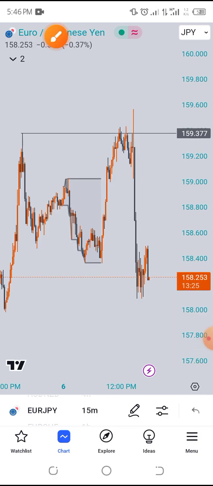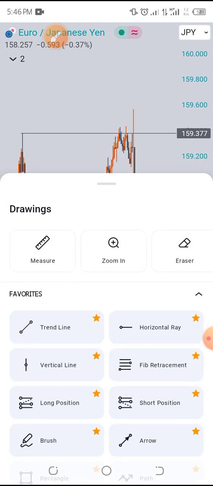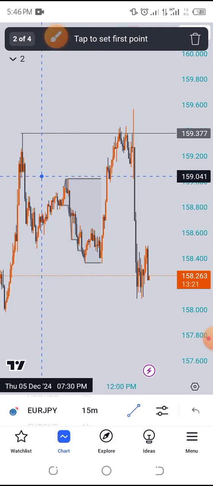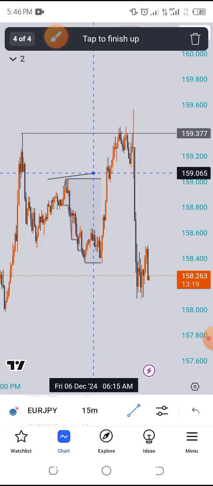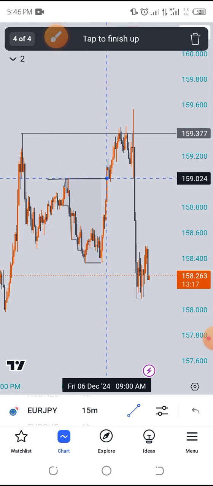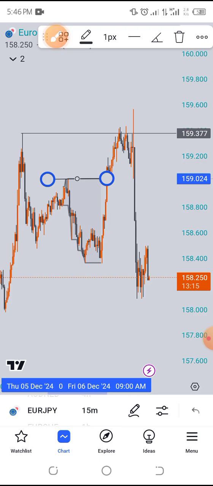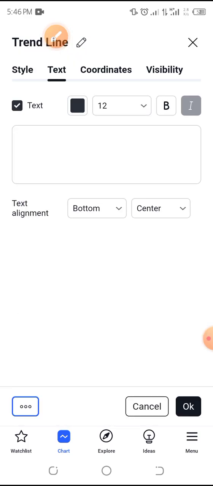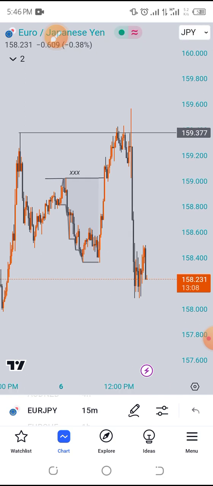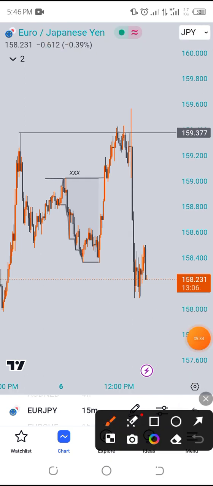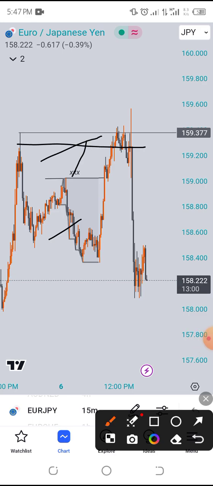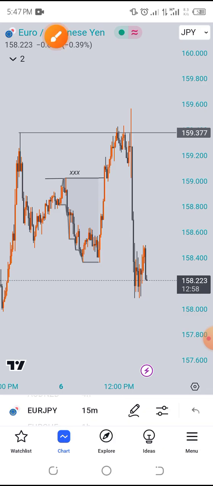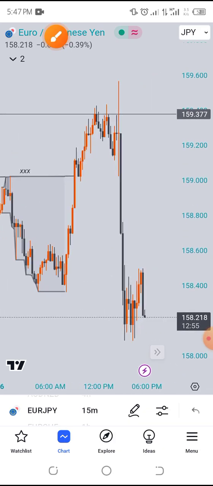I was now waiting for a change of character, but before then, can you see that we had our liquidity sweep right here? Remember I said there must be a liquidity sweep before price taps into your supply zone. So that point right there that you see was our liquidity sweep. So we had price come out from our Asian range, took out liquidity, tapped into our supply zone, which was here, and our change of character happened.